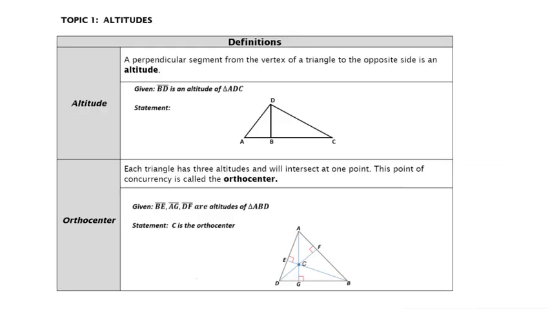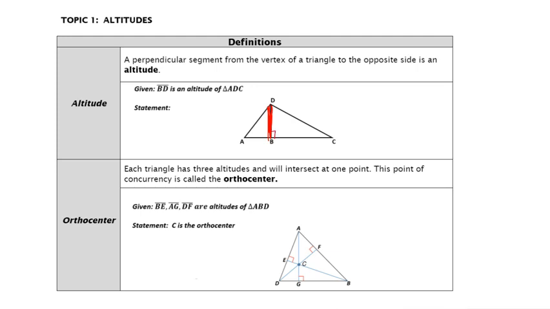The first topic we're going to look at are altitudes. So an altitude for a triangle is a segment that goes from the vertex to the opposite side. And when we say opposite, we mean the side that's across from the angle. And it is perpendicular, so it forms a right angle with that opposite side.